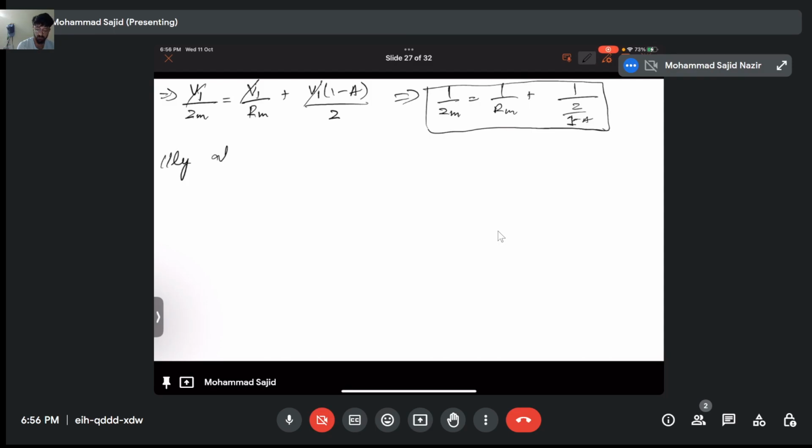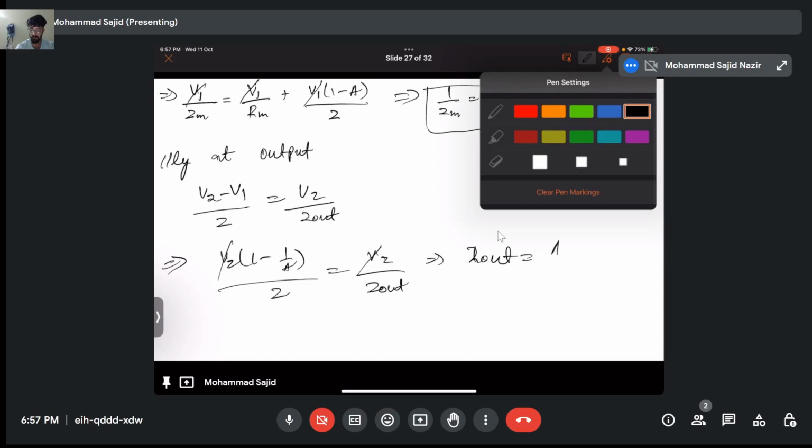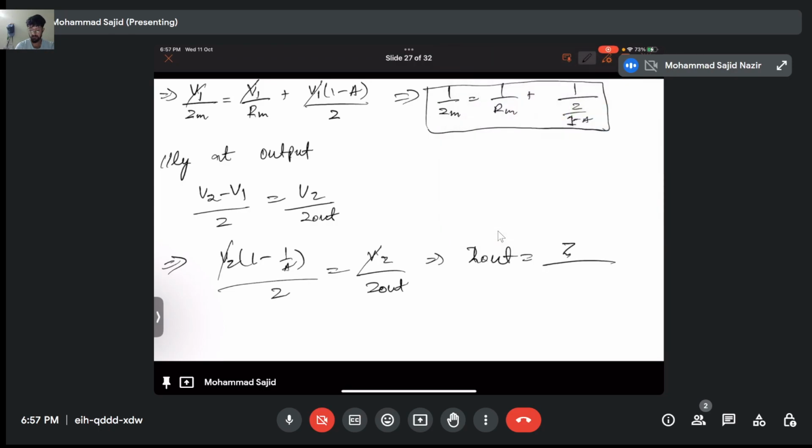Similarly, at output, see that V2 minus V1 by Z is equivalent to V2 by Z out. V2 is A times V1. So this will be basically V2 times 1 minus 1 by A by Z is equal to V2 by Z out. V2 and V2 cancel. So this is basically Z out is equivalent to Z divided by 1 minus 1 by A.